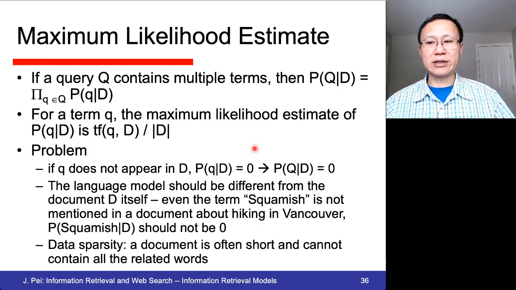And once you have a 0 here, because the probability of the query Q conditional on the document D is the product of those term probabilities, if one term has a probability 0, then the overall product will be 0. Then that defeats our whole purpose.